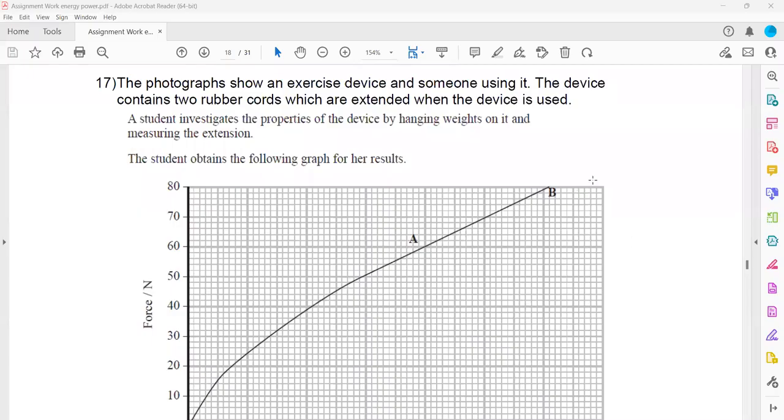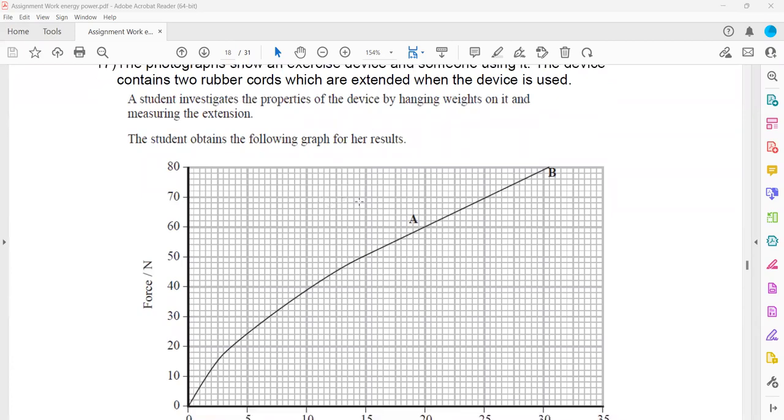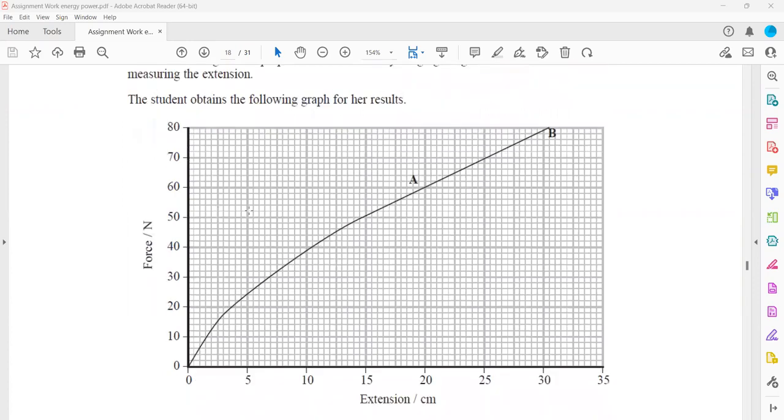In this question, the photograph shows an exercise device and someone using it. The device contains two rubber cords which are extended when the device is used. A student investigates the property of the device by hanging a weight on and measuring how much it has extended.